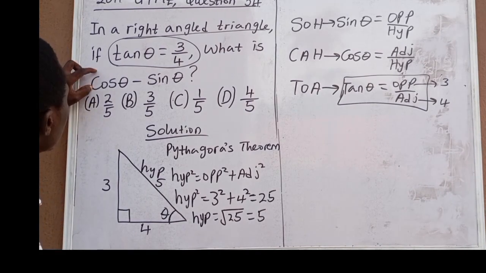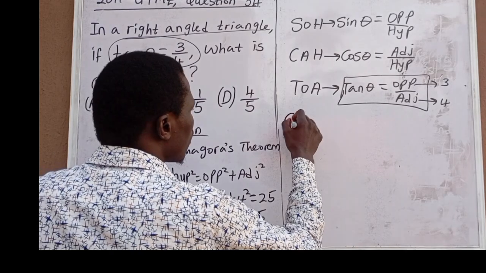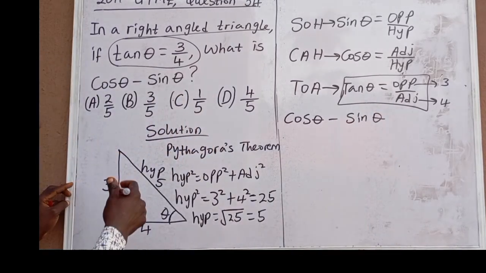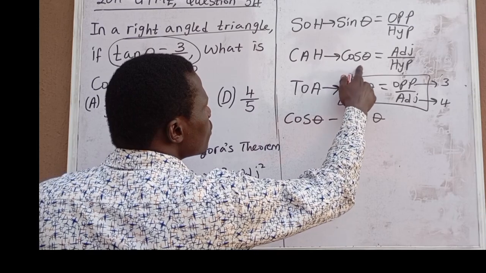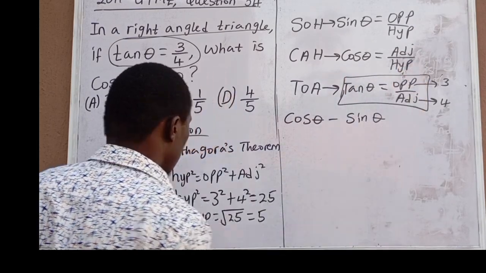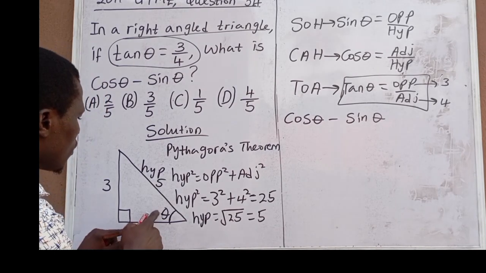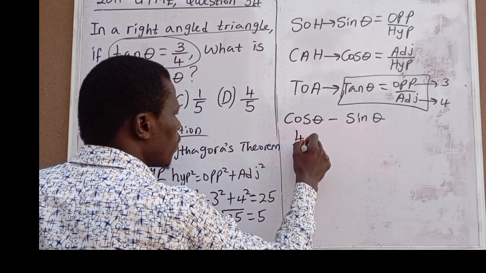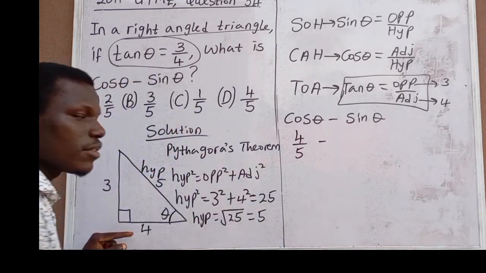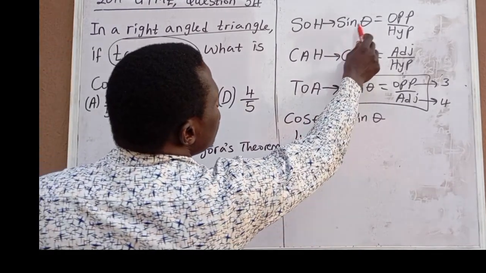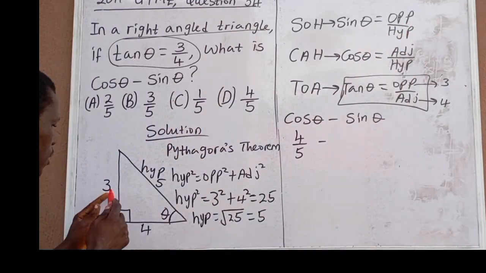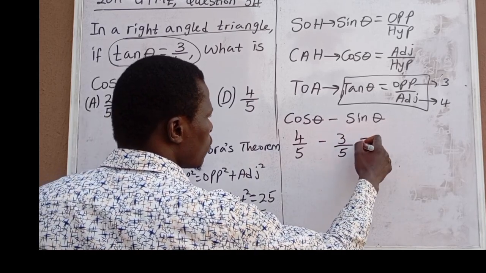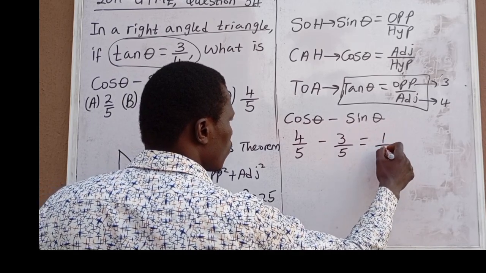So we are looking for cos theta minus sin theta. What is cos theta? From what I have here, cos is adjacent over hypotenuse. So looking at this, cos theta would simply be 4/5. So that is 4/5 minus sin theta. Sin theta is opposite over hypotenuse. That is 3/5. So when you simplify this, you discover that your answer is 1/5.